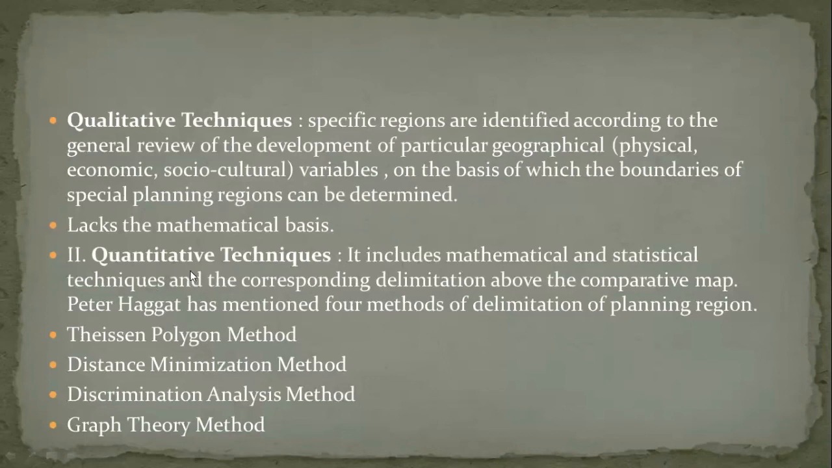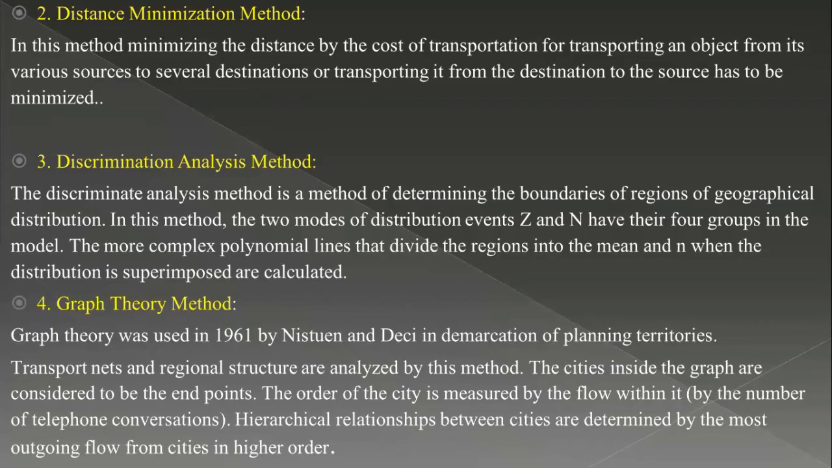Next is the quantitative technique. In the quantitative technique, certain statistical and mathematical techniques are involved. The Thiessen polygon method, which I explained in the earlier slide, can also be applied over here. Then come distance minimization, discriminant analysis, and the graph theory method. For the distance minimization method, we check how transportation cost between two centers can be minimized, and based upon the transportation cost and the distance, we delineate the regions.